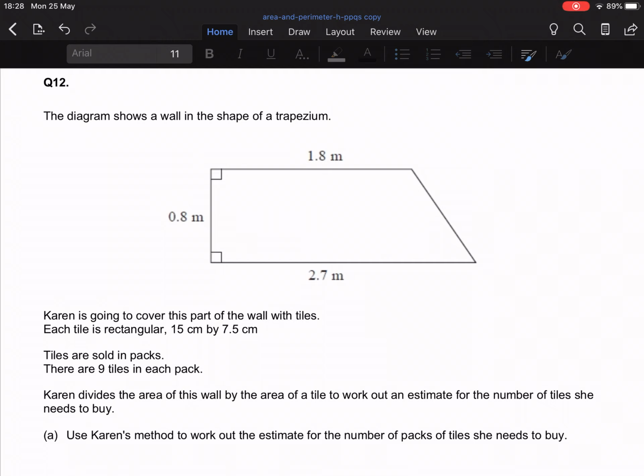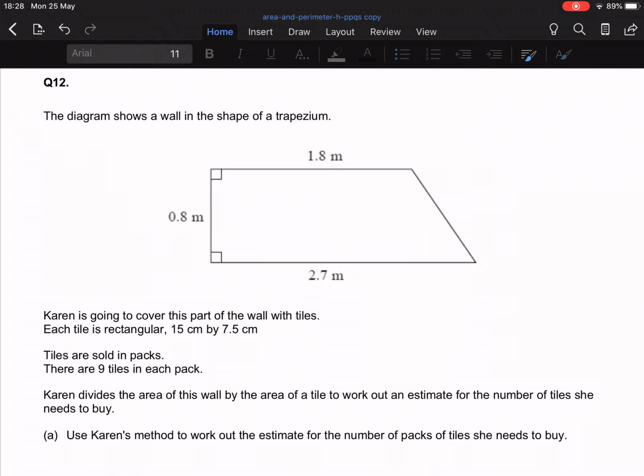So the diagram shows a wall in the shape of a trapezium. Karen's going to cover this part of the wall with tiles. Each tile is rectangular and it's giving us the dimensions. Then it says tiles are sold in packs. There are 9 tiles in each pack. Karen divides the area of the wall by the area of a tile to work out an estimate for the number of tiles she needs to buy. Use her method to work out an estimate for the number of packs of tiles she needs to buy.